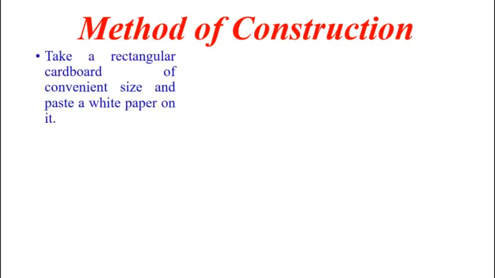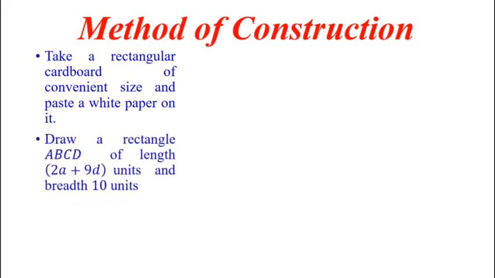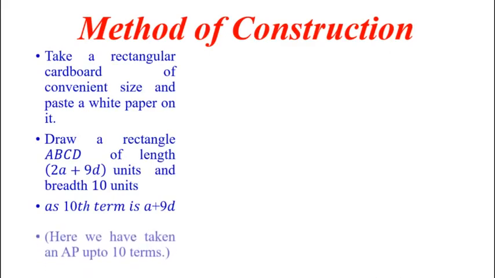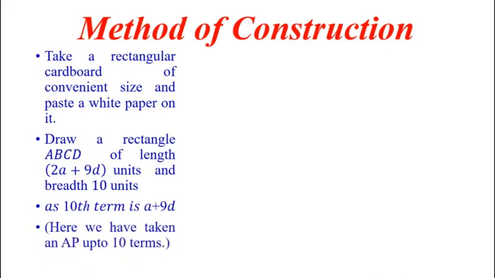Method of construction. First, take a rectangular cardboard of convenient size and paste a white paper on it. Draw a rectangle ABCD of length 2a plus 9d units and breadth 10 units. Its 10th term is a plus 9d. Here we have taken an AP up to 10 terms.